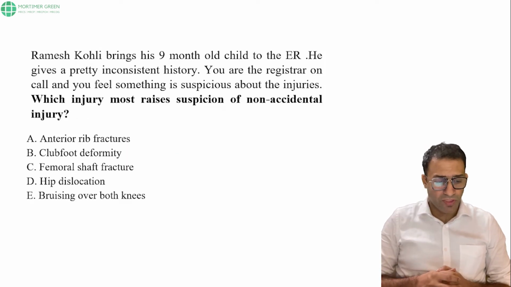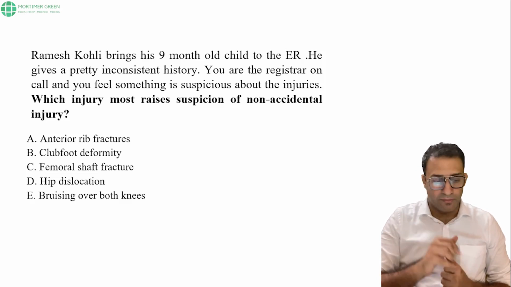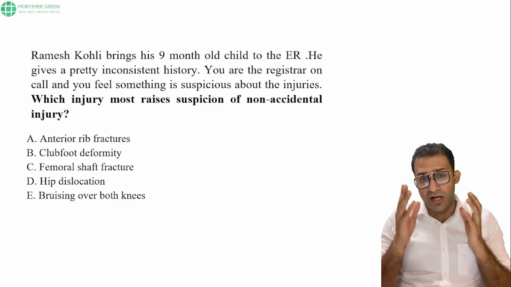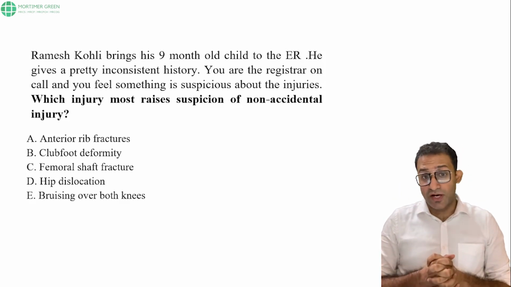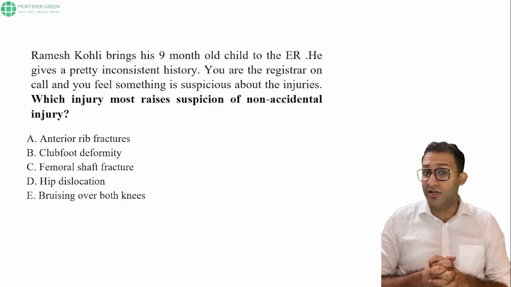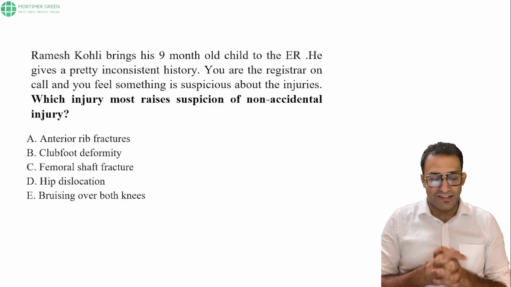One more question. 9-month-old child, inconsistent history. What is suspicious? Anterior fractures? No, it is posterior. Clubfoot deformity. Children are born with clubfoot deformity. Femoral shaft fracture. The child is 9 months old, not walking. Yes, this is the answer.